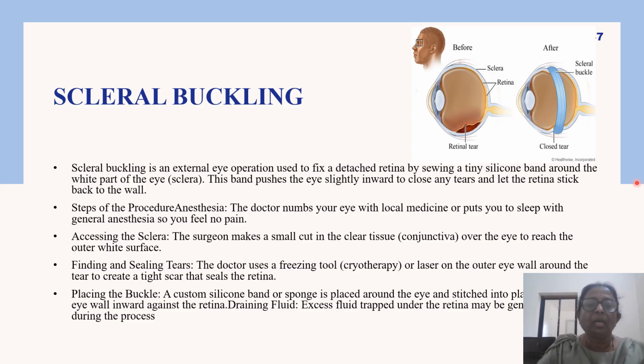First, the doctor numbs your eye, or local anesthesia is given. Accessing the sclera: the surgeon makes a small cut in the clear tissue, the conjunctiva, over the eye to reach the outer white surface. Finding and sealing the tears: a freezing tool (cryotherapy) or laser is applied on the outer eye wall around the tear to create a tight scar that holds the retina. Placing the buckle: a custom silicone band or sponge is placed around the eye and stitched into place. Draining the fluid: excess fluid trapped under the retina may be drained.